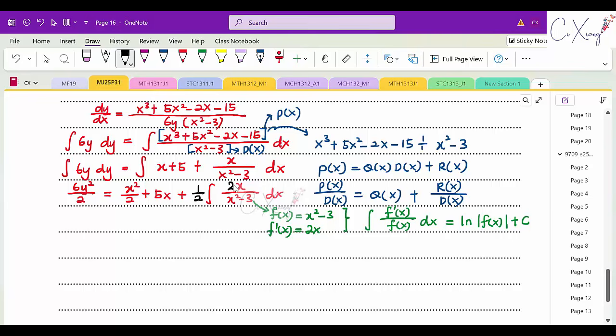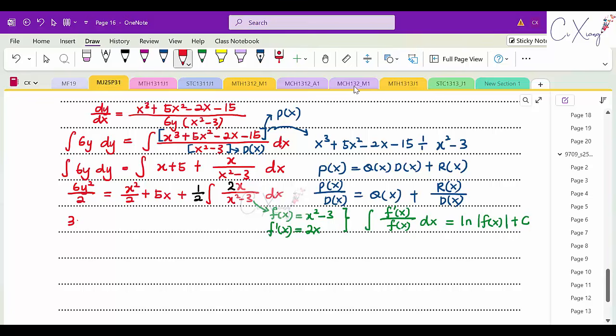And now when I put the 2 on top, on top I'm having 2x, which is exactly the f prime x. Then the bottom is exactly the fx. Alright, and now we are having this correct pattern, f prime x over fx pattern. Then we want to continue and integrate this part.